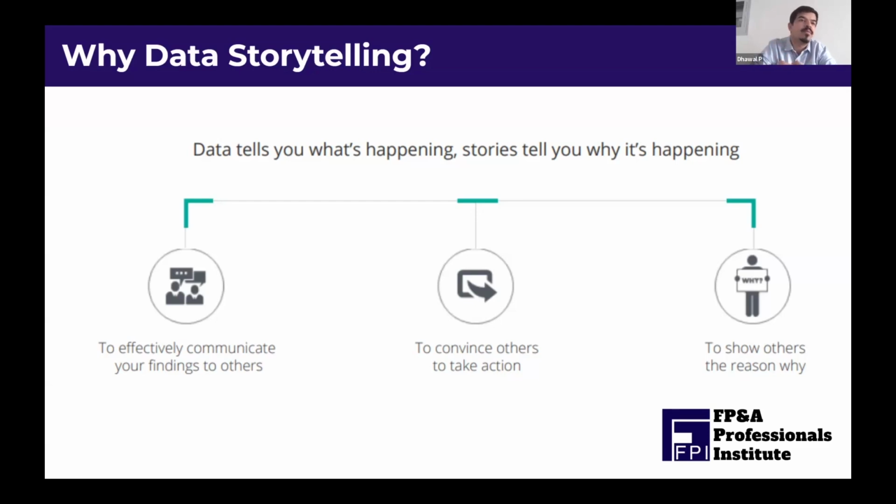If a certain product is low profit making, then your insight about pricing can help them take a decision as to whether they want to increase or decrease the price. So that is why the why is very, very important, and data storytelling helps you do that.